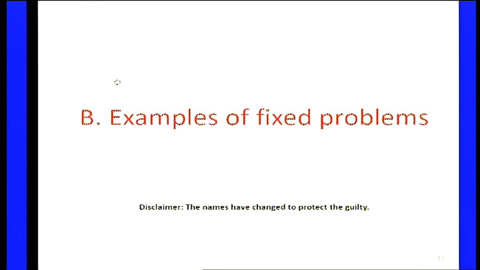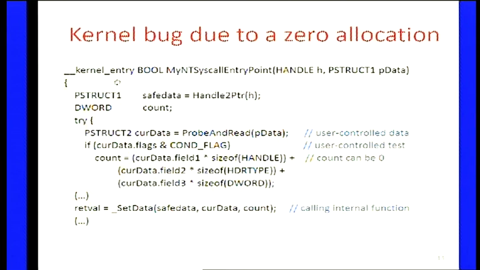Okay, so let's give a couple of examples now that we have done all the taxonomy and everything. This is an example from the Windows kernel, so it's a true example that was fixed.